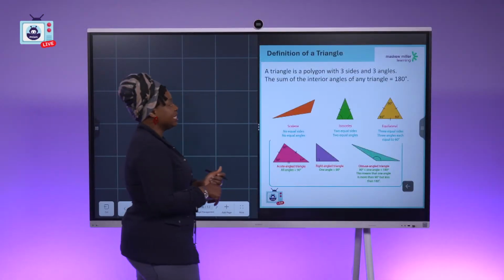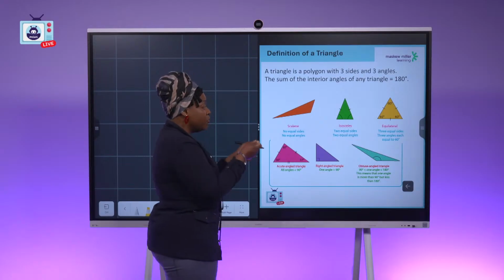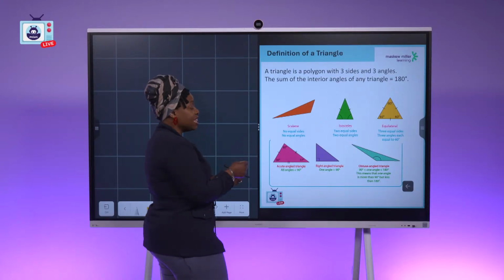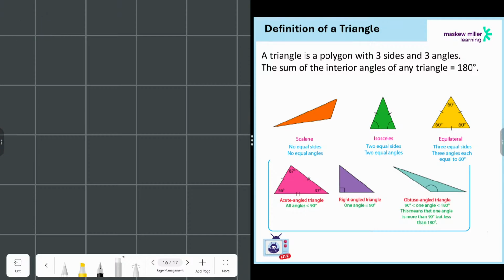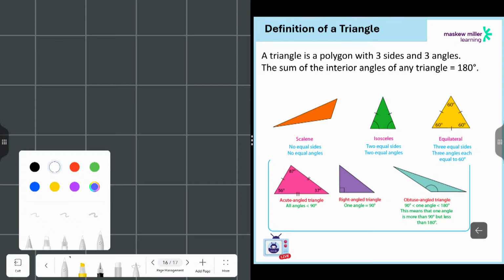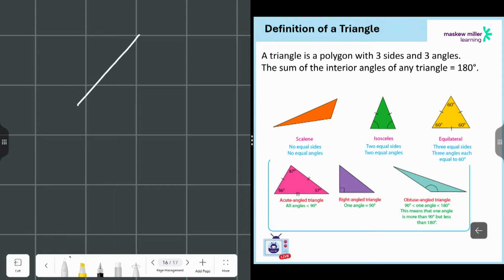As we said, we need to know how to define first before we deal with it. Before the types, a triangle is literally a polygon with 3 sides that has 3 angles. So any shape drawn with 3 sides and 3 angles is what we are talking about. If I have a shape drawn like that, that is called a triangle just as it is, as long as it has 3 lines that are connecting one another.